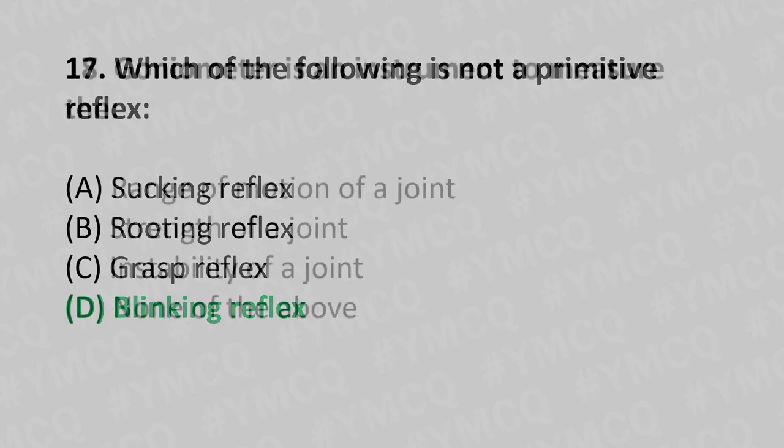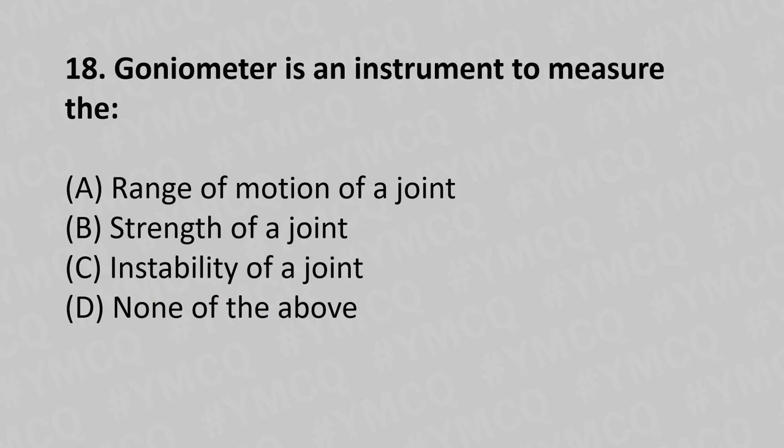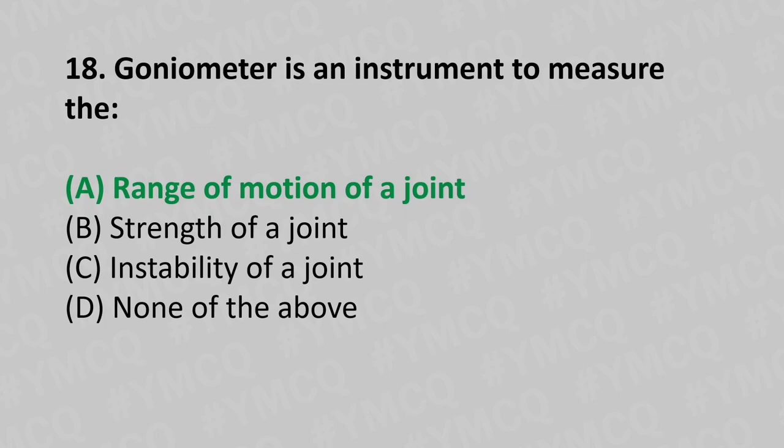Moving to our 18th question. Goniometer is an instrument to measure the option A, range of motion of the joint. Option B, strength of the joint. Option C, stability of the joint. Option D, none of the above. And the answer is option A, range of motion of the joint.